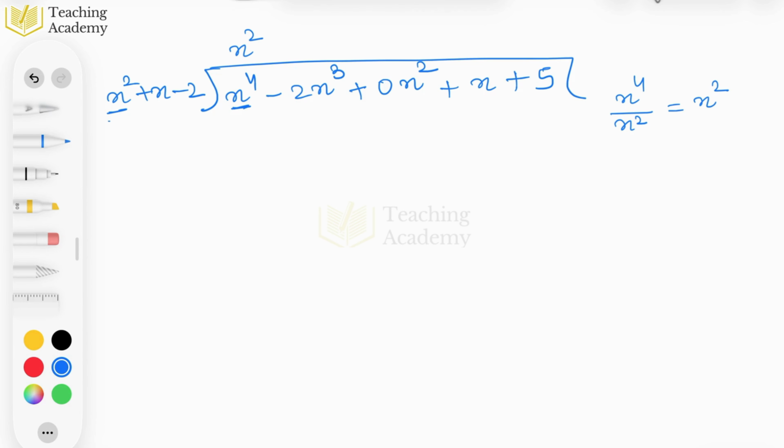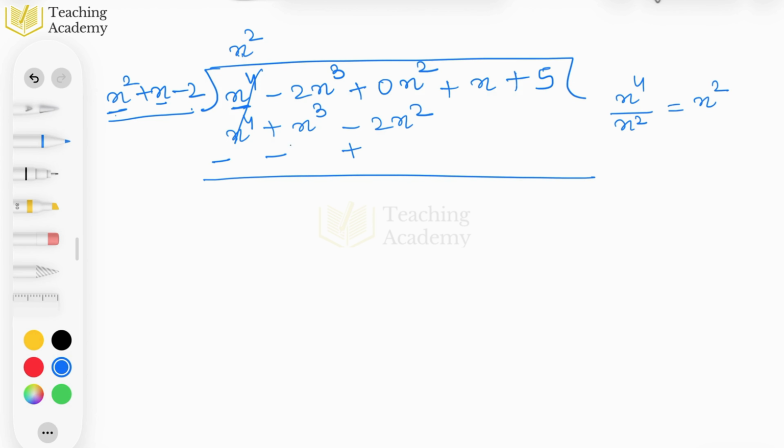Now multiply this x square with all of these terms this time, all the three terms. So x square times x square is x to the power 4. x square times x is plus x cube. Then x square times negative 2 is negative 2x square, right? Now change the signs of the second line, which is negative, negative and positive here. Cancel this one. Now the subtraction is going to give you negative 3x cube, and this is going to give you plus 2x square, and the rest of the numbers remain as they are.